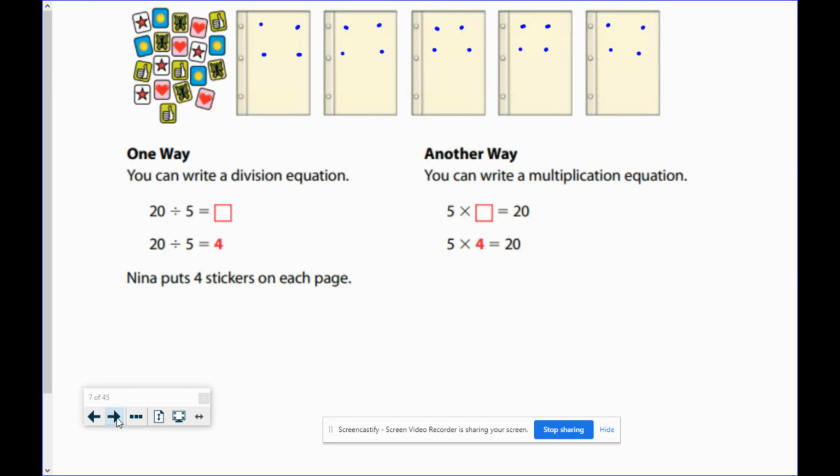If we look at this using a model, here's our 20 stickers, here are our 5 pages. If we write a division equation, that's what we were given. The total put into 5 groups, 20 divided by 5, and the answer, the quotient, is what we're not given. We can also write a multiplication equation if we have 5 groups and we don't know how many to put in each group, so that's an unknown. We can show that by a box or a question mark or a blank to fill in. 5 times some number equals 20.